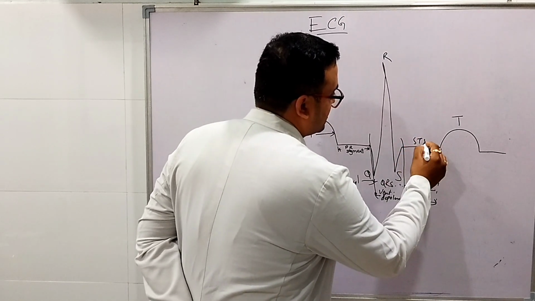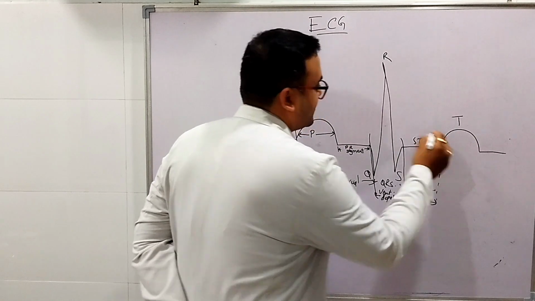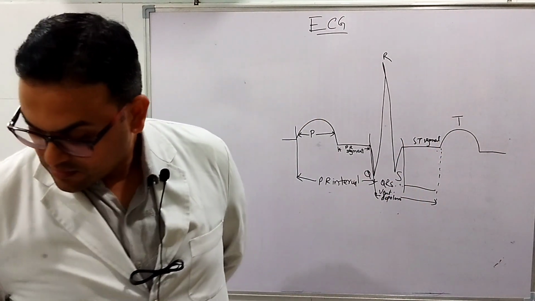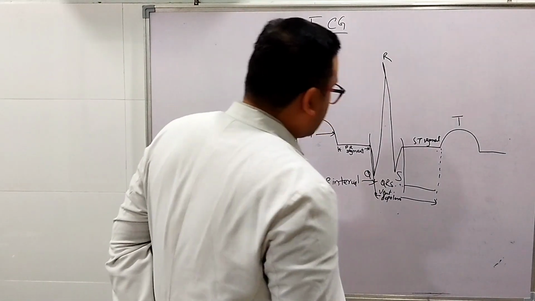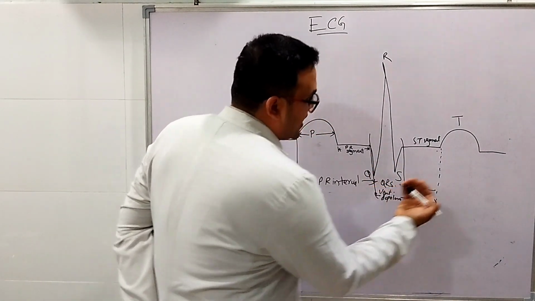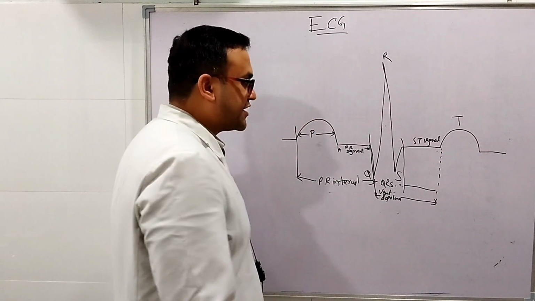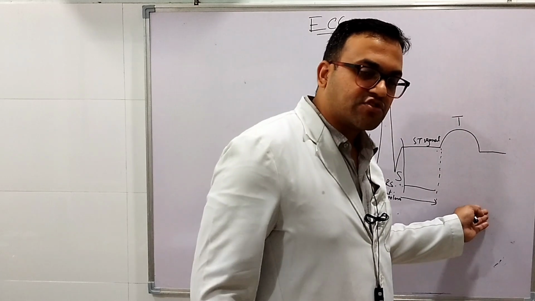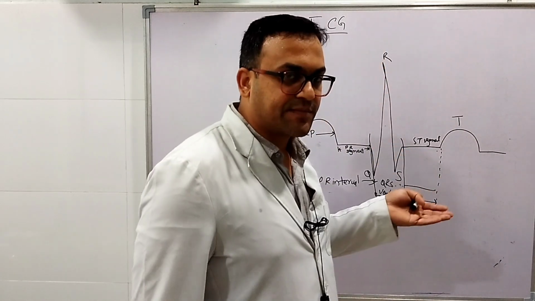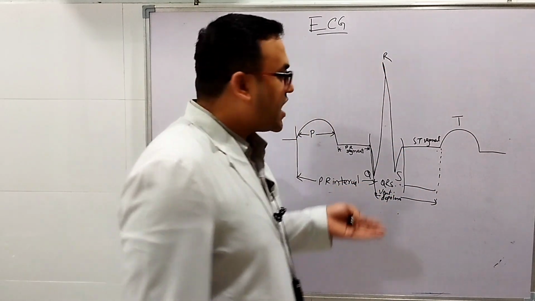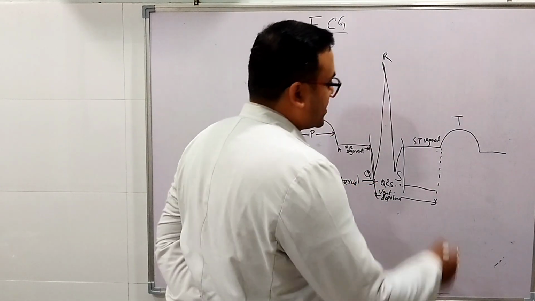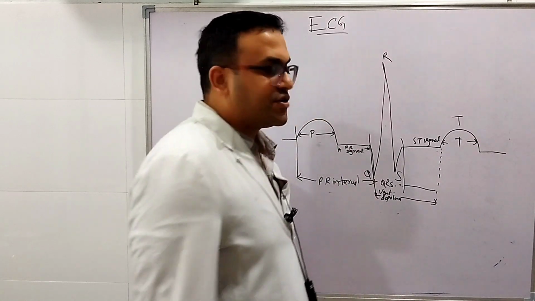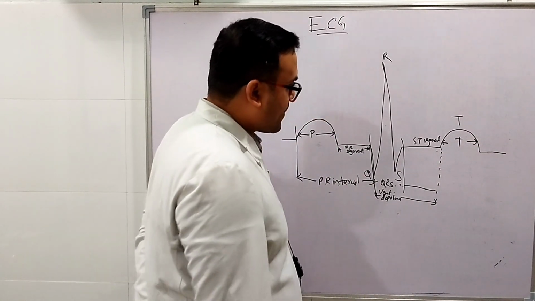ST segment, and in this ST segment, it is the interval between the depolarization and repolarization of the ventricles. The interval between the depolarization and repolarization of ventricles is called the ST segment, and here the ventricles are maximally activated. The T wave, this is the T wave, this is the ventricular repolarization.